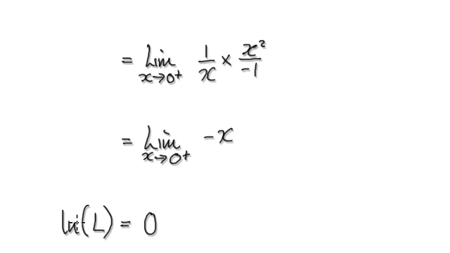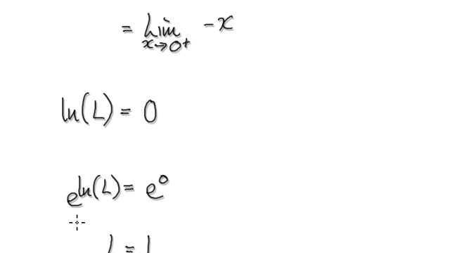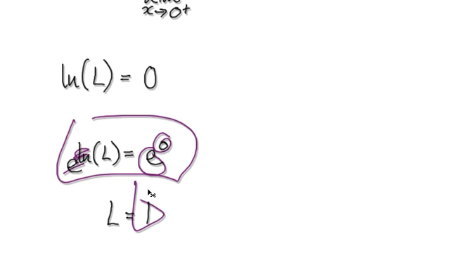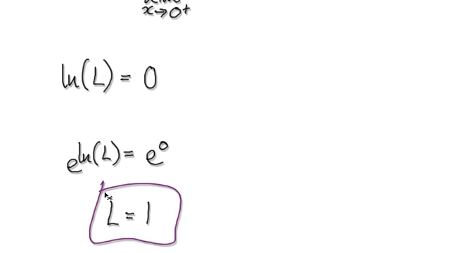So now exponentiate both sides. That will then give you this, and then these two in a way cancel each other out, giving you, well, e to the power 0 is 1. So the limit is actually 1. Okay?